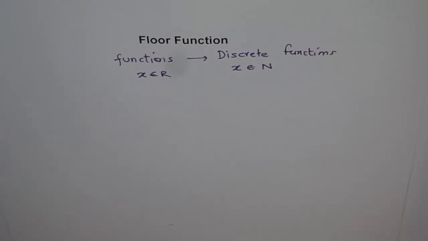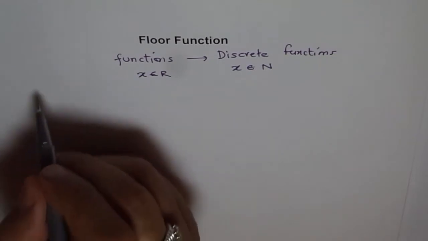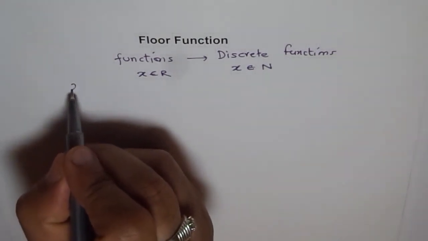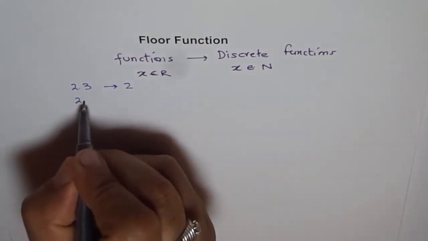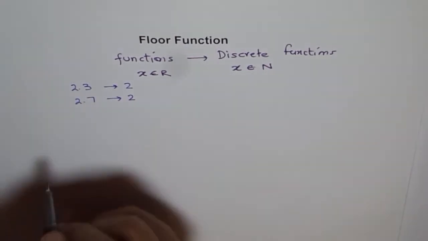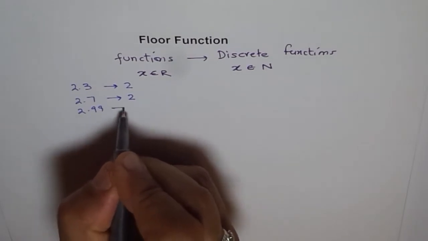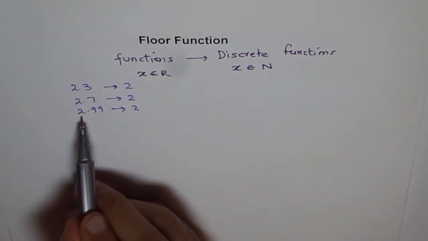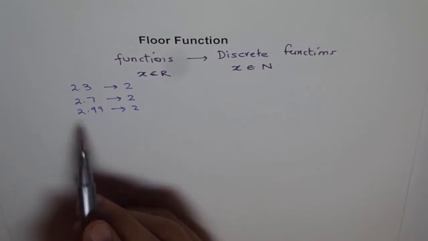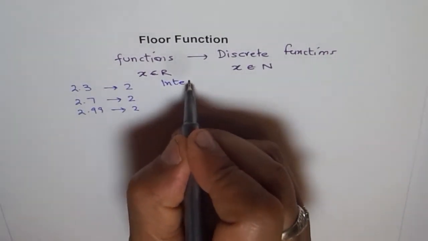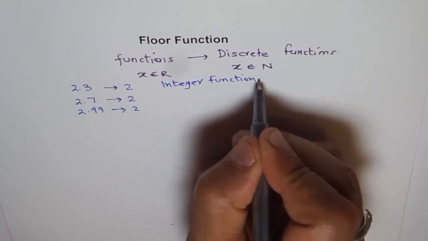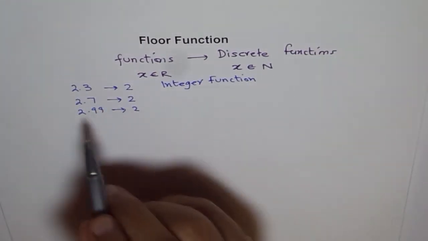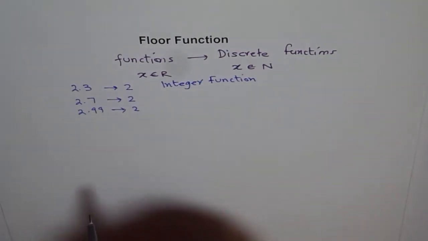So let me first tell you what a floor function does. Floor functions normally are like, if I have a value 2.3, then it rounds to the lower value 2. If I have a value like say 2.7, that also rounds to 2. Even if it is 2.99, it will round to 2, right? So it takes away the integer value 2. So floor functions are also called integer functions, because the output of a floor function is always an integer, a discrete value, which will be like correlating the function with your discrete function. Do you see that?